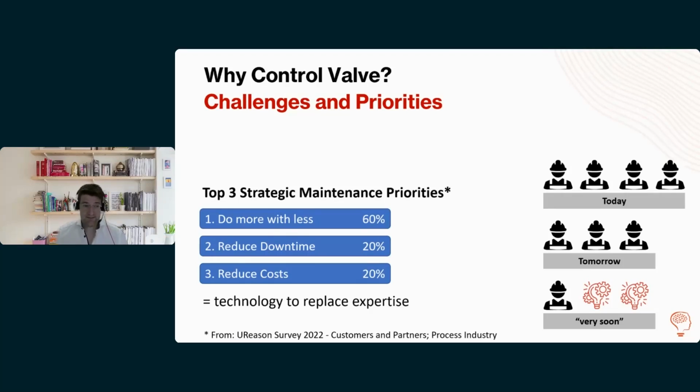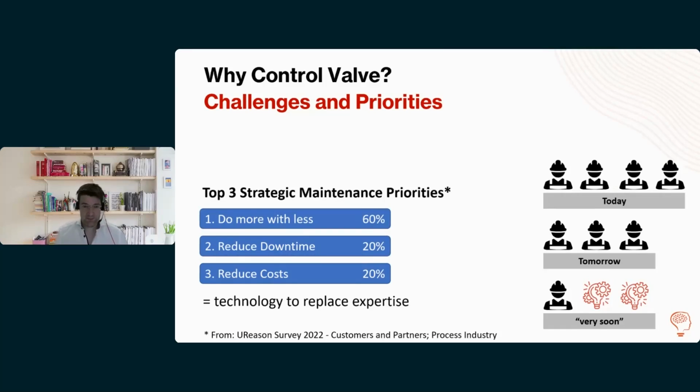Number 1 is do more with less. And that basically means, if you ask further, technology will need to replace people and expertise. What does it look like? If you look at the simple graph on the right-hand side, today you maybe have 20 people. If a problem happens, you have plenty of manpower and especially plenty of know-how and expertise across your 20 people to confidently take care of a problem in a timely manner.